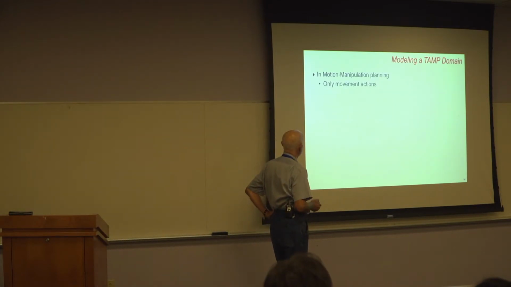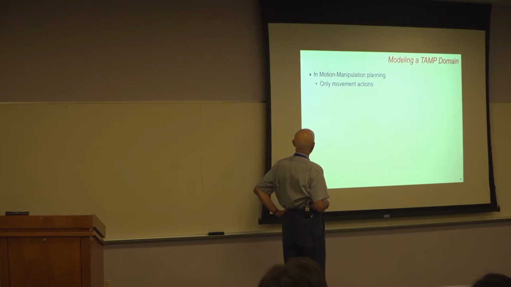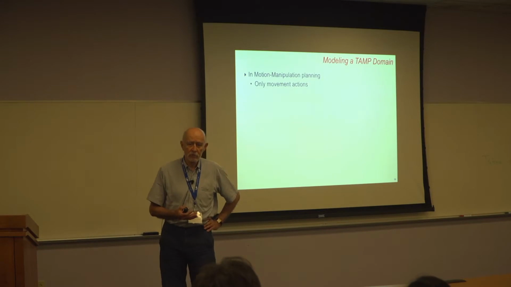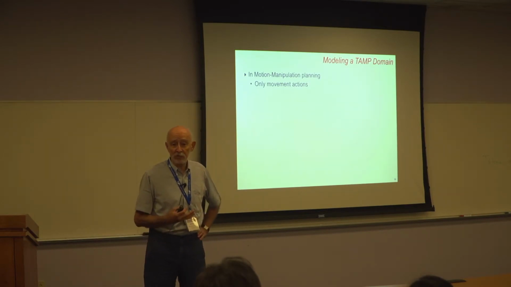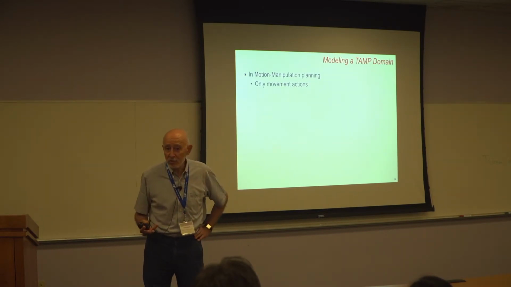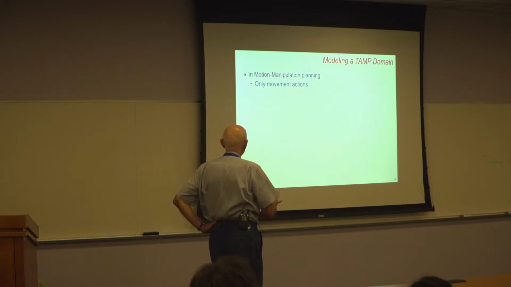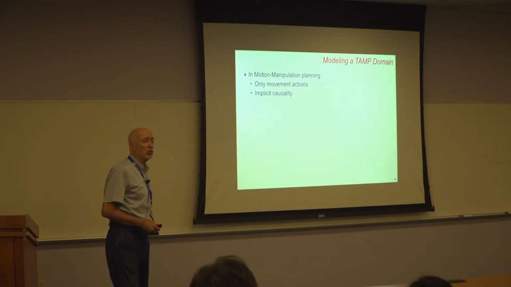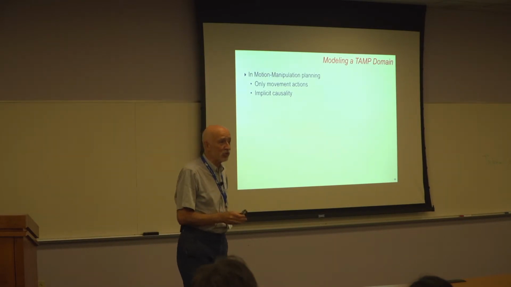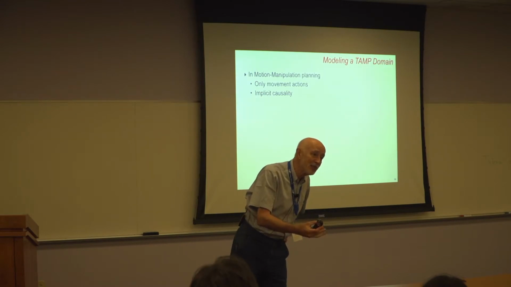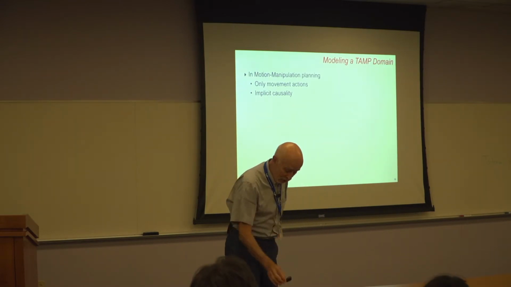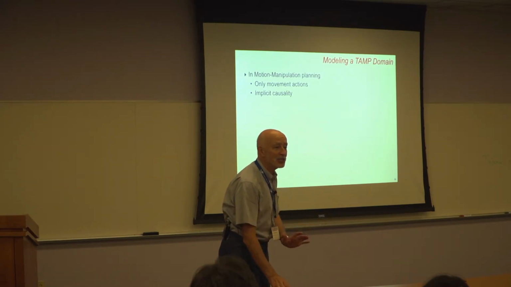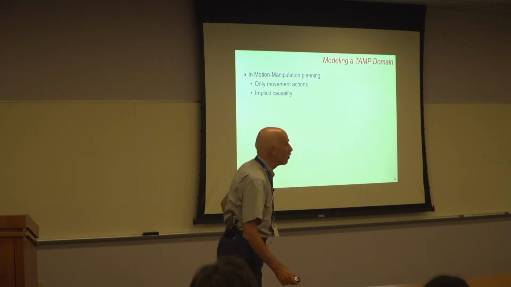So in motion planning, we only deal with actions that involve movement. Okay? And actions such as communicating or sensing are not at all representable in motion planning. And we deal with implicit causality. We consider movement; we do not consider effects per se in the model. They are implicit. If I push, I'm not saying that it will fall or whatever. I just say I push, and the motion follows.